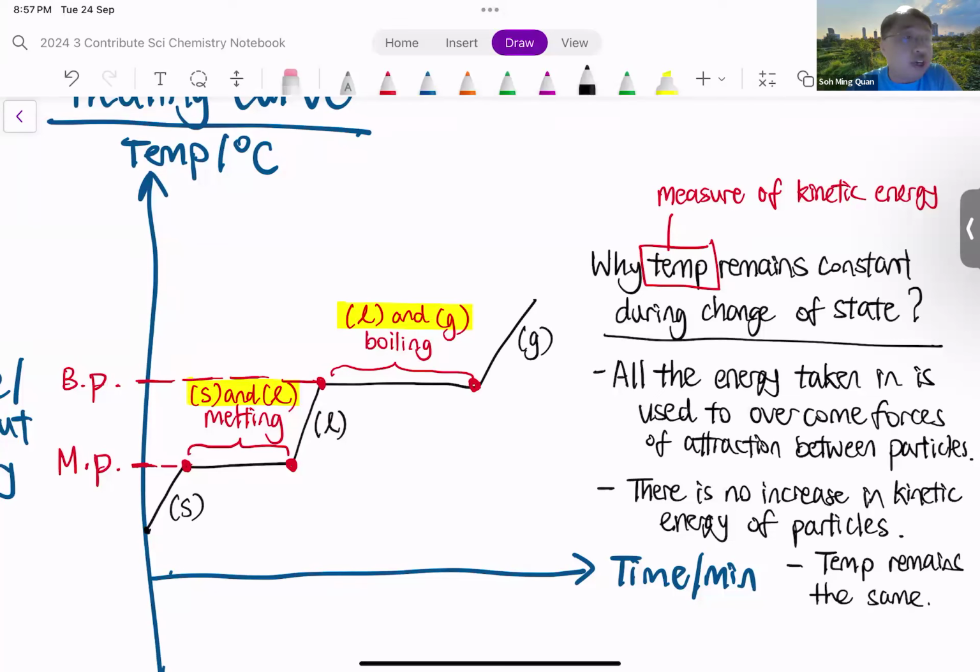This is because during the change of state, all the energy taken in is actually only used to overcome the forces of attraction between particles. There is no increase in the kinetic energy of the particles as a result. Okay?